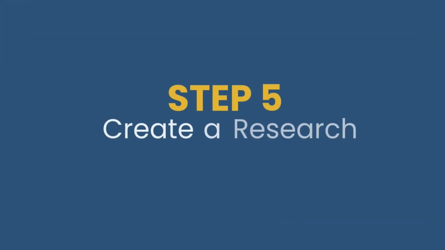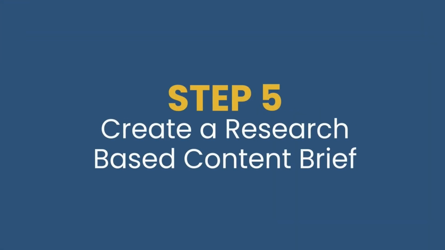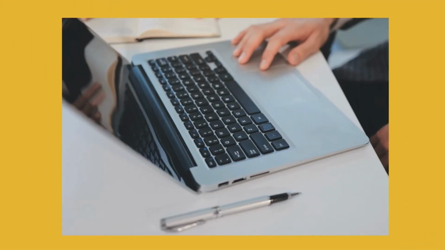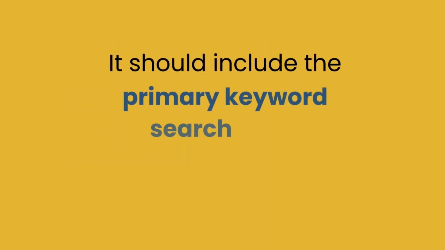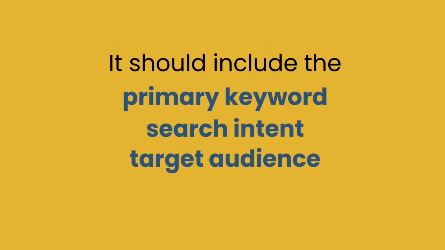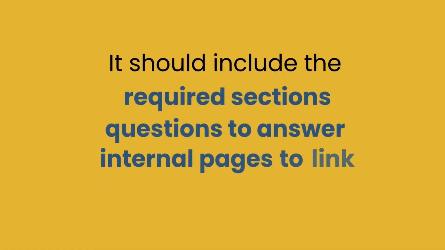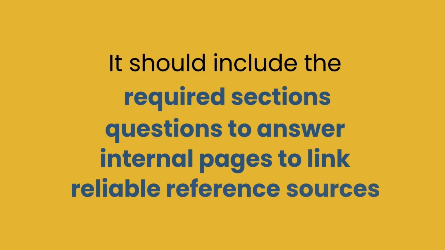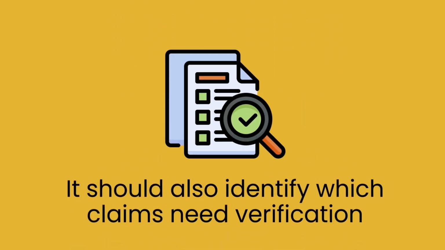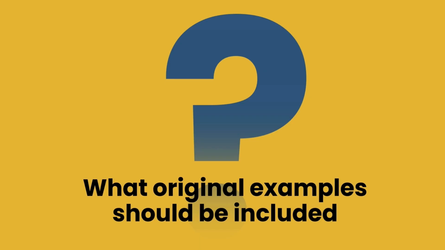Step 5. Create a research-based content brief. Before generating the article, create a clear content brief. It should include the primary keyword, search intent, target audience, supporting keywords, required sections, questions to answer, internal pages to link, and reliable reference sources. It should also identify which claims need verification and what original examples should be included.